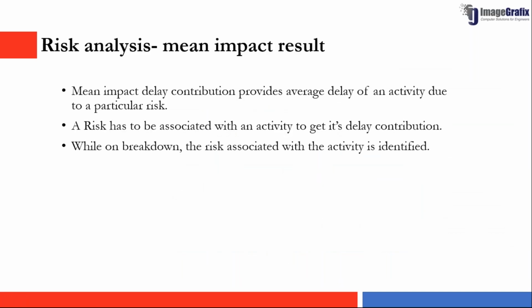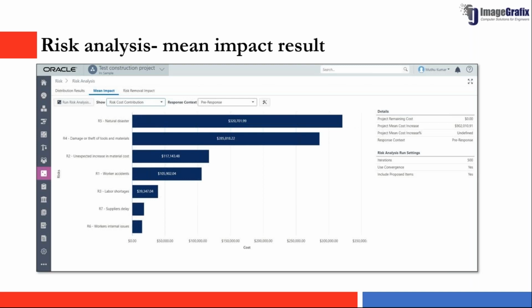Coming to mean impact result, a risk mean impact analysis is useful to determine which risks and activities have the greatest average impact on your project duration and cost. The results of the mean impact analysis are presented in tornado graphs like you see here, which rank each activity or risk according to their potential impact on project duration or cost. So with this information, we can easily determine which risk you want to address first, or which activities whose estimate you want to revise in terms of duration or cost.